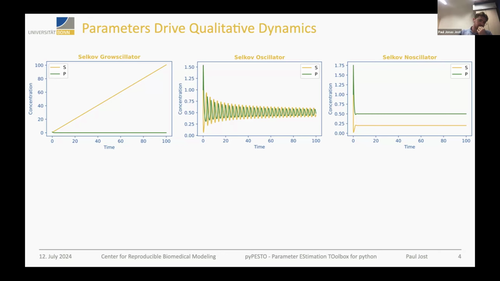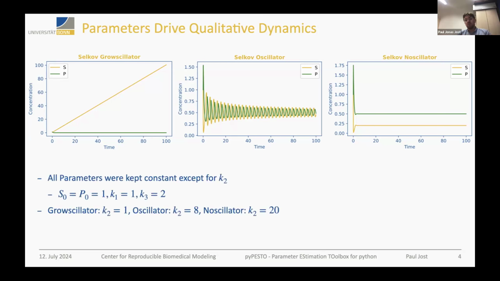You might say, okay, you're changing 5 parameters in 2 equations. That's already a lot. But what if I told you that we reach those 3 different behaviors by only changing exactly 1 parameter? We kept all the other 4 parameters constant and only changed K2 from 1 to 20.